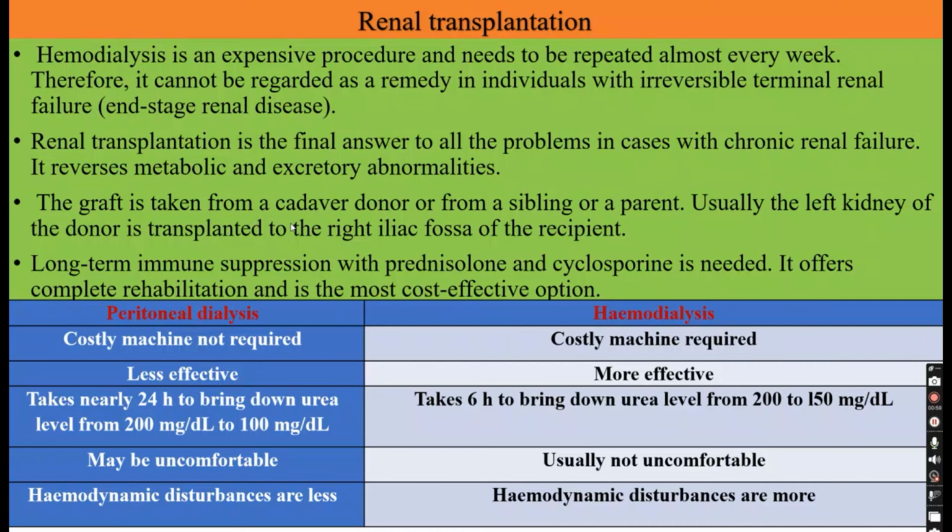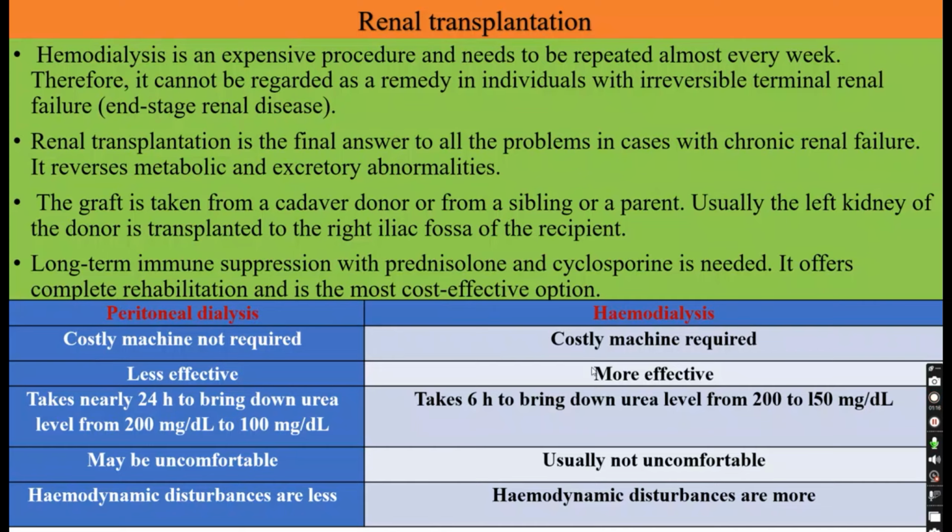One important thing: when the GFR reaches 15 ml per minute or below, it is considered chronic renal disease, like end-stage renal disease, ESRD. Now, what are the differences between peritoneal dialysis and hemodialysis?